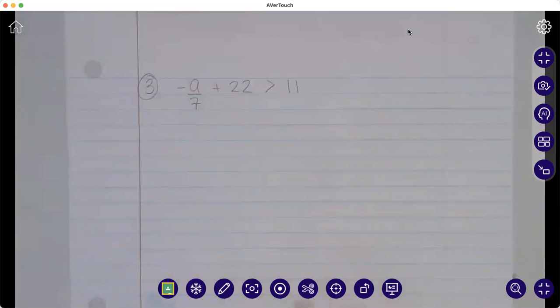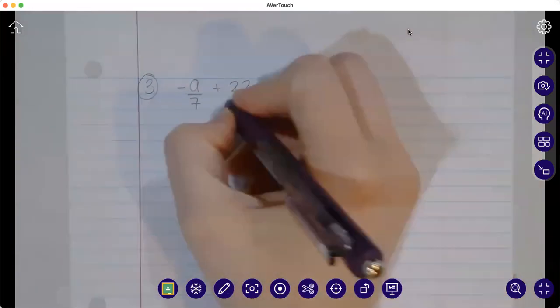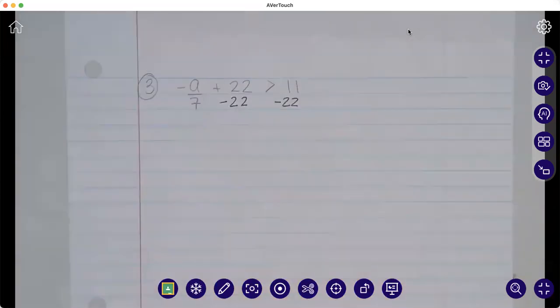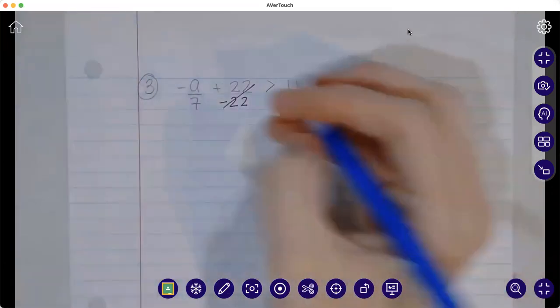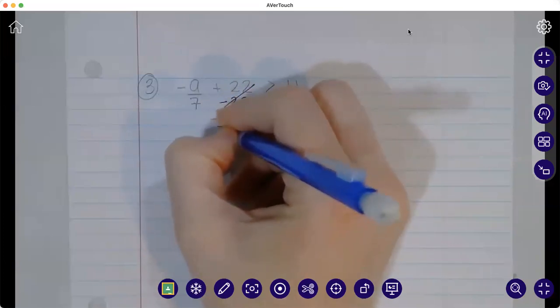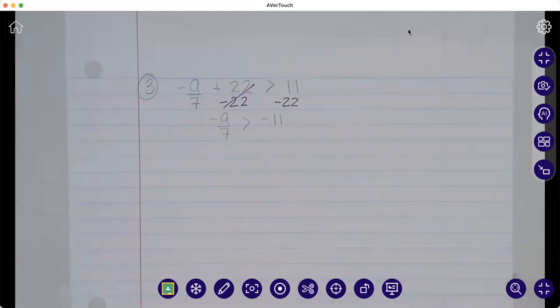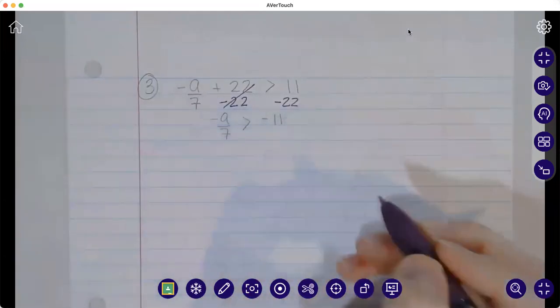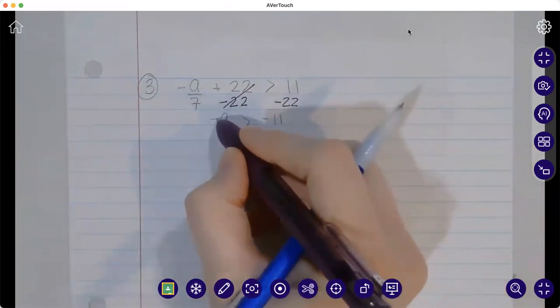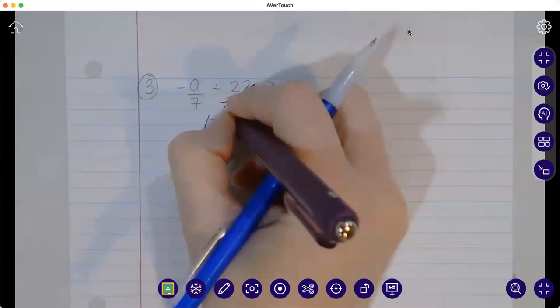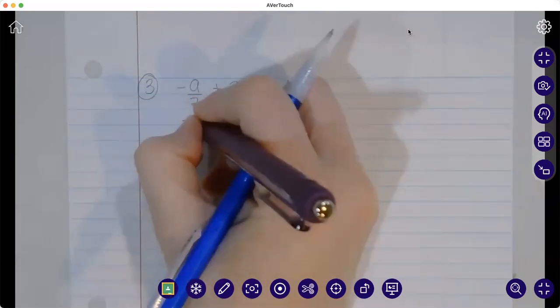So with the hint I gave beforehand, let's see what we did. So we should subtract 22 from both sides. And we get negative a divided by 7 is greater than negative 11. Then we want to remove this 7. Now, we also have that negative in here. So rather than doing 2 more steps, I'm going to do this in 1 step. And I'm going to multiply by negative 7.